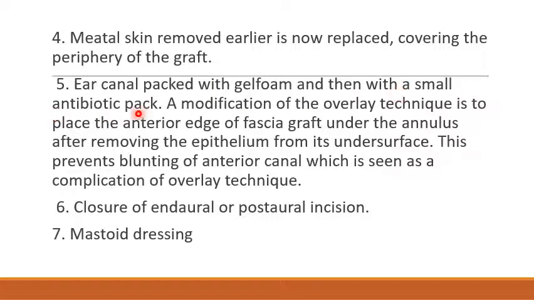A modification of the overlay technique is to place the anterior edge of the fascia graft under the annulus after removing the epithelium from its under surface. This prevents the blunting of the anterior canal, which is seen as a complication of overlay technique. Then closure of the endaural or postaural incision and mastoid dressing. This completes the procedure.